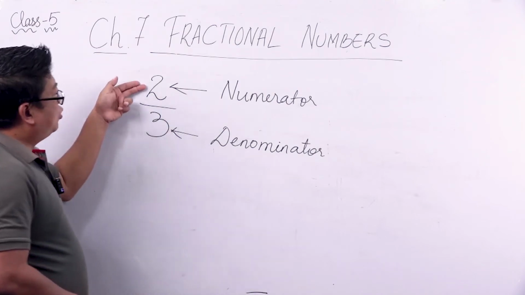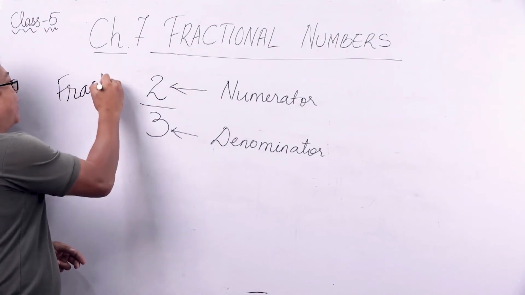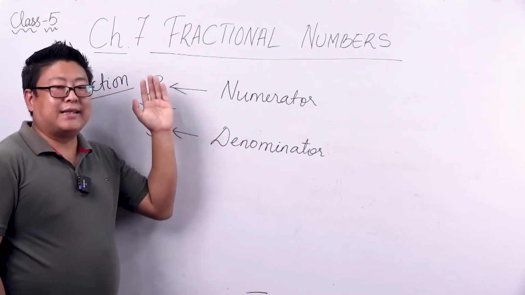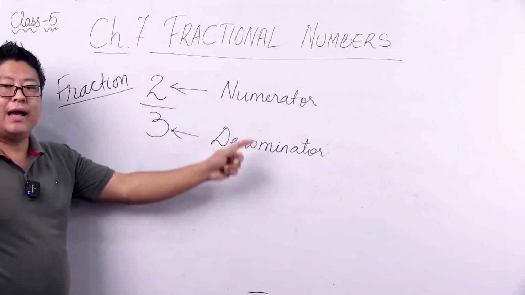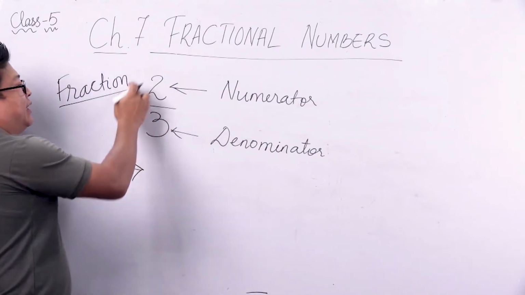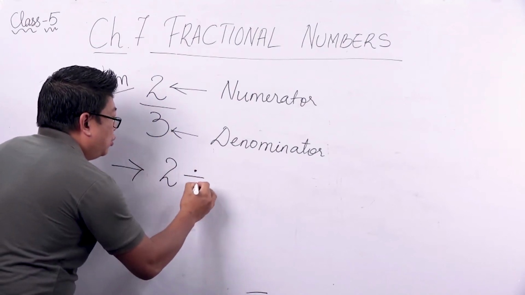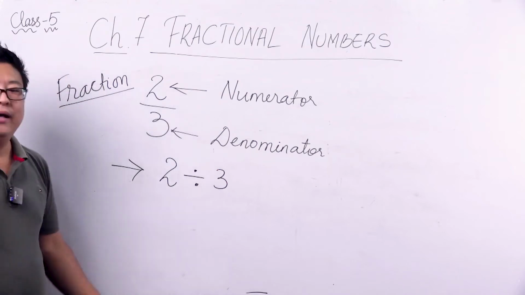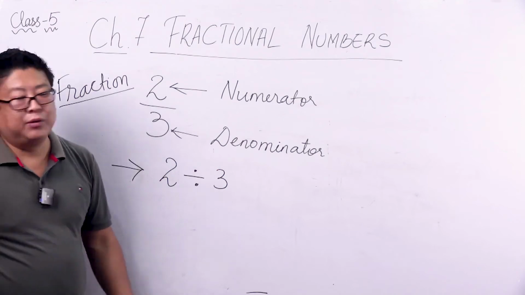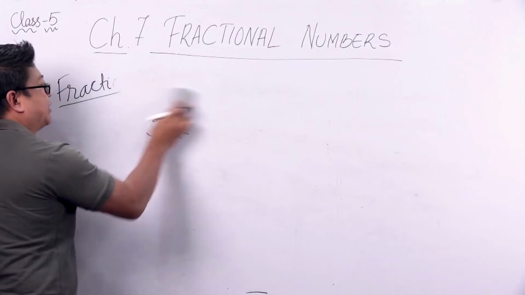So, this 2 by 3 is called your fraction. So, you can also say that fraction is any number that has a numerator and a denominator, all right? And one more thing about this 2 by 3 can also be written in this manner. 2 divided by 3. That means I'm dividing 2 by 3. Okay, children? Now, this is all about the basic concept of fraction.